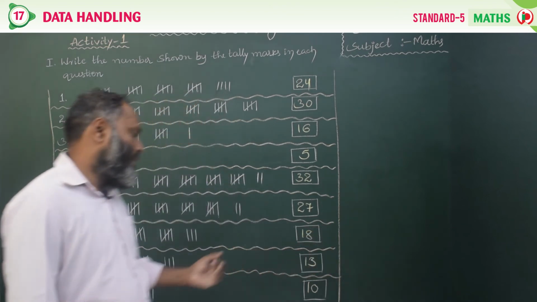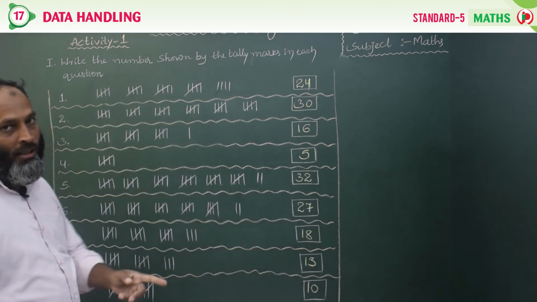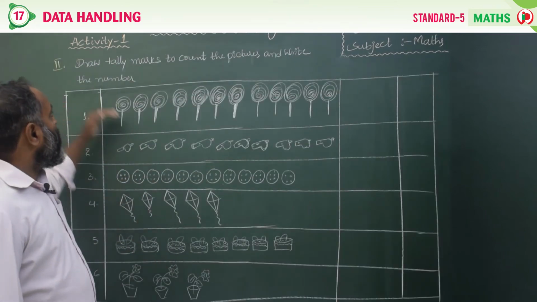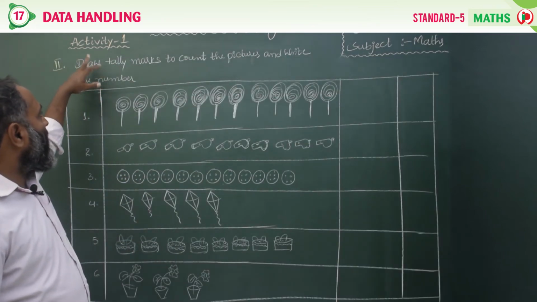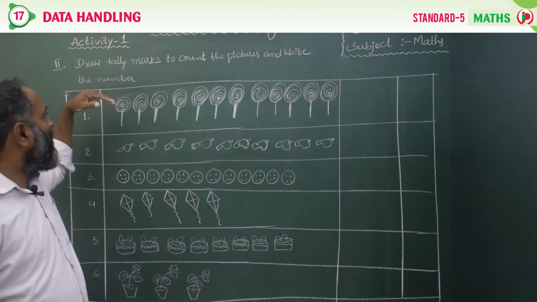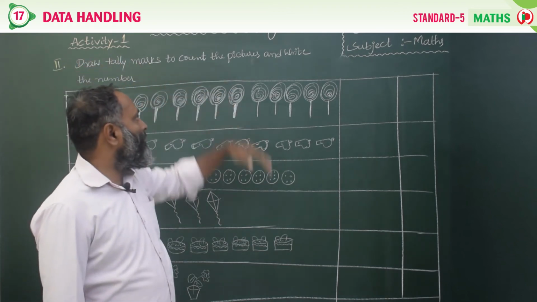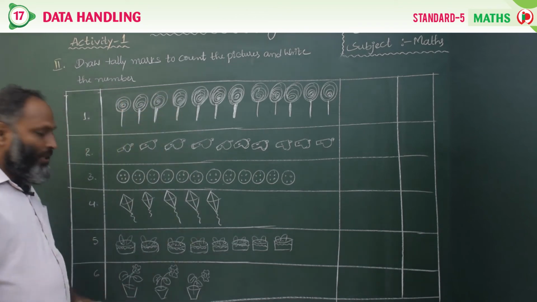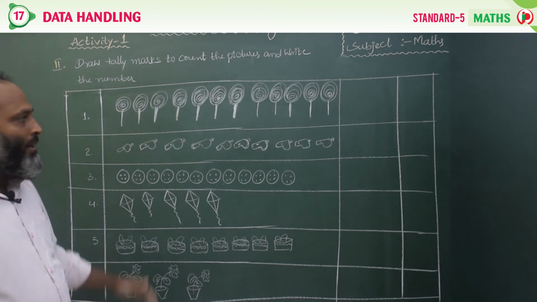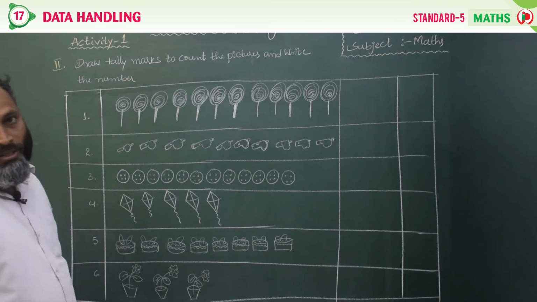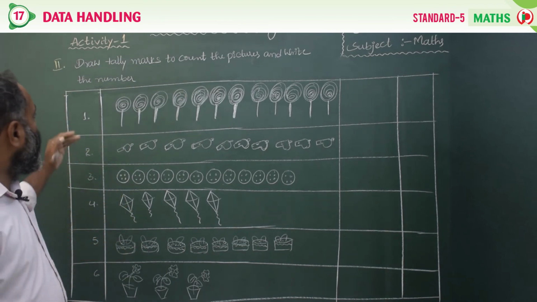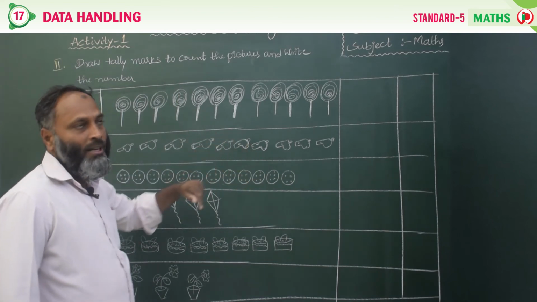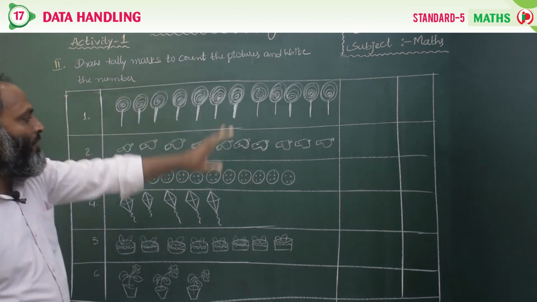In the same way, the last question is the 10th question. Do that question as your home assignment. Okay students. Now in activity 2, the second question, draw tally marks to count the pictures. Here 6 different groups of pictures are given. First we should count tally marks, then after that we should write the total.